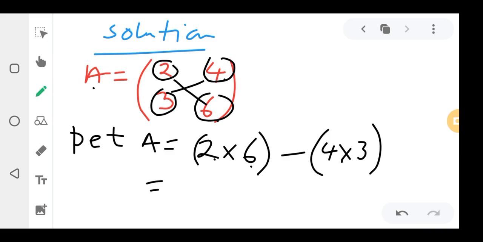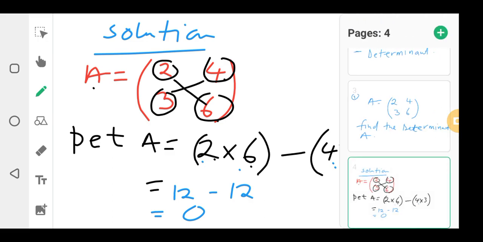So 2 times 6 is 12, minus 4 times 3 is 12. So the determinant here is going to be 0, because 12 minus 12 is 0. Okay, so the question can keep on going. They can bring for you this. They may say -2, 6, -1, let's say 3.